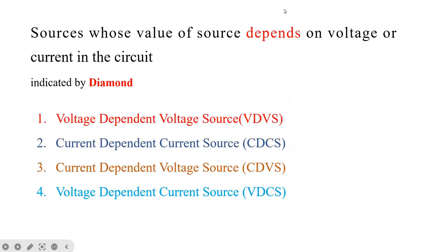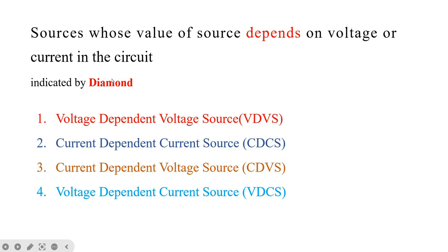In this video, we will see about the dependent sources. In the previous videos, we have seen about the voltage sources and the current sources. Those were the independent sources. Now we will see what dependent sources are. Dependent sources are those whose value depends on a voltage or current in the circuit.